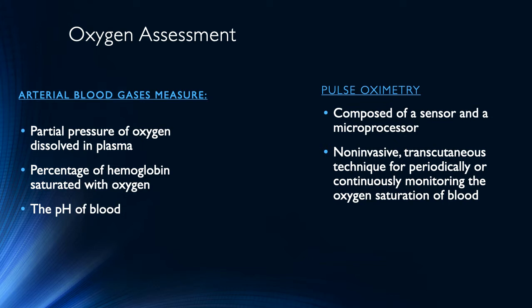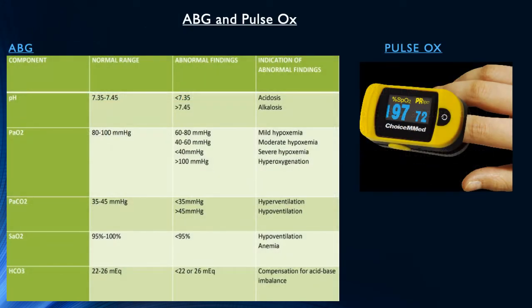Pulse oximeters are composed of a sensor and a microprocessor. This is a non-invasive transcutaneous technique for periodically or continuous monitoring of oxygen saturation in the blood. So here is a table that shows your normal and abnormal findings for an arterial blood gas. You will learn more about arterial blood gases in respiratory in MedSurg 1.